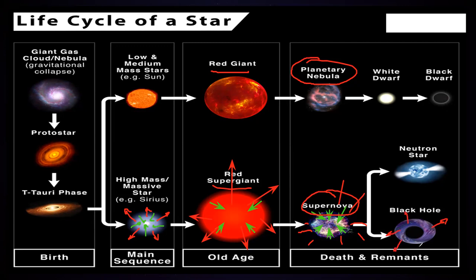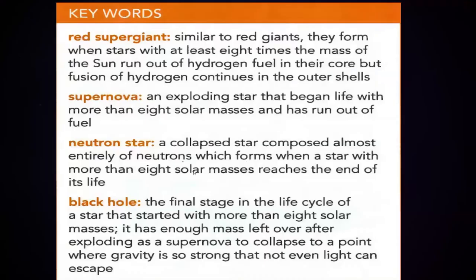So high mass stars tend to produce a black hole, and a neutron star refers to a very small star. A collapsed star composed almost entirely of neutrons, which forms when a star of more than 8 solar masses reaches the end of its life. So these are the terminologies you have to learn.